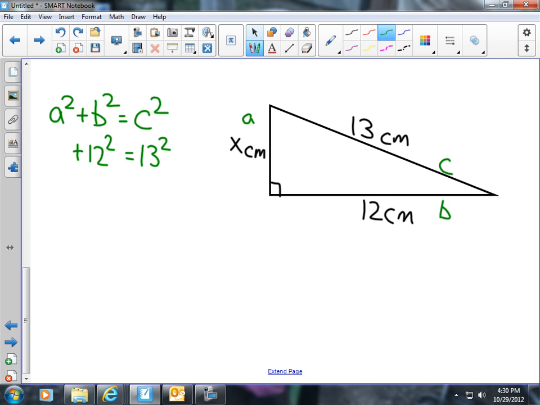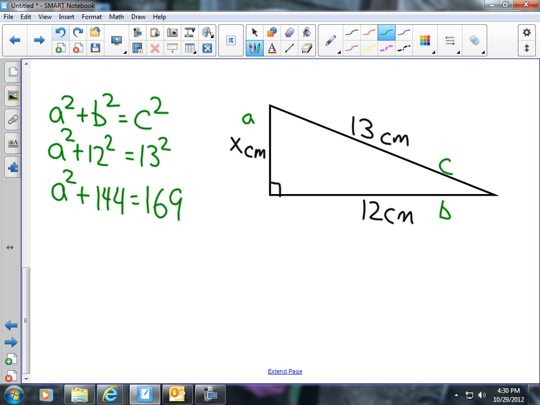A this time is going to be, you can write it as A squared, or if you want to, you can put X squared. Well, I guess we can go ahead and put it as A squared. We'll leave it as A squared. Okay, and that's to figure out what the missing side X is. And so we're going to go ahead and finish this next line up. So A squared remains as A squared. 12 squared is 144. And then 13 squared is 169.